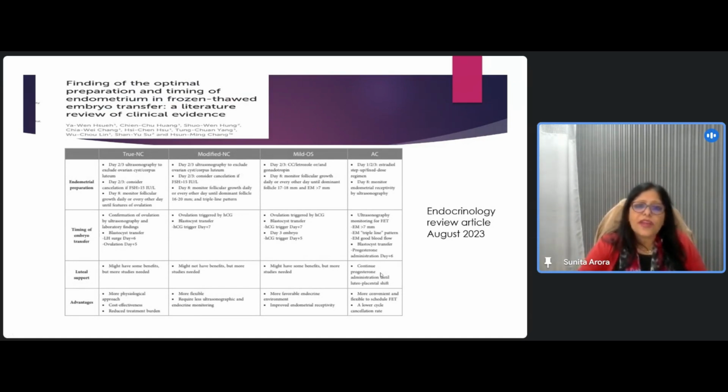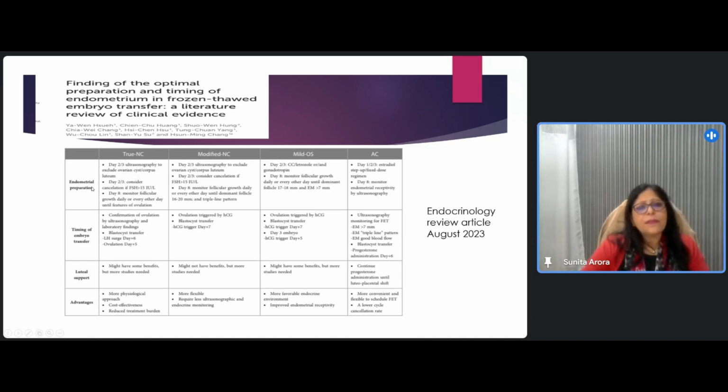Now this table is very important. Let's spend around 2-3 minutes on this table, understanding the different types of preparation which we just talked about. And if you want to look at this, the article from which I have taken this is an Endocrinology Review article, August 2023, and this is the article.